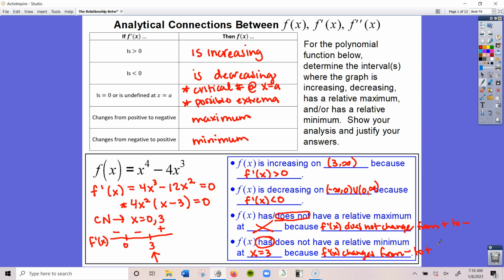So this is just a review of the first derivative and what that tells us of the function. But let's take a closer look at critical numbers.